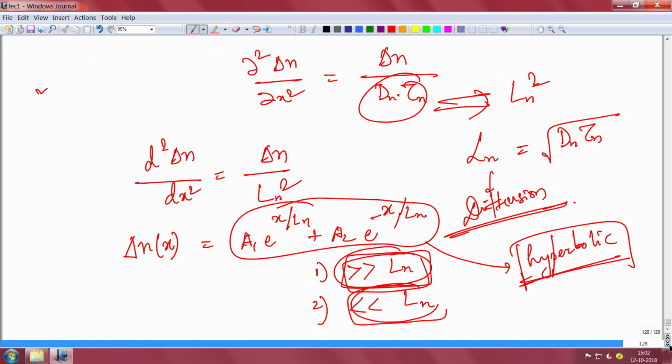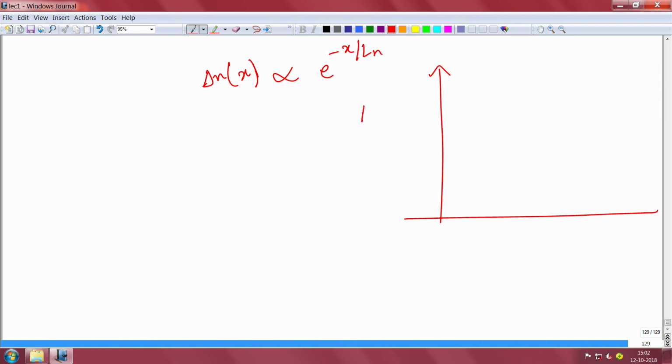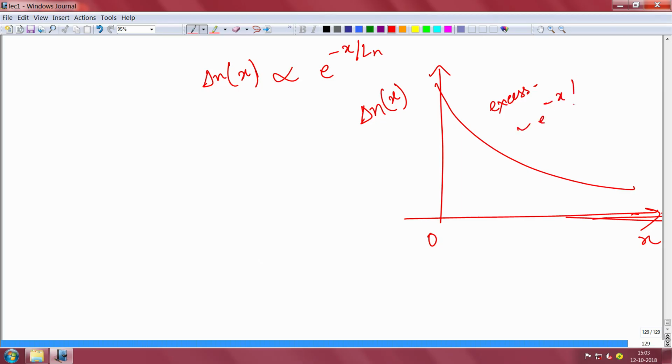So if the length of the semiconductor is much larger than the diffusion length, then the solution delta n of x will have an exponential decay. It will decay exponentially as e to the power minus x by Ln. Suppose delta n is the excess carrier concentration at x equal to 0, then over distance x it will decay exponentially like this. Remember, this is the excess carrier, not the total carrier. The total carrier will be the excess carrier plus the baseline equilibrium concentration.